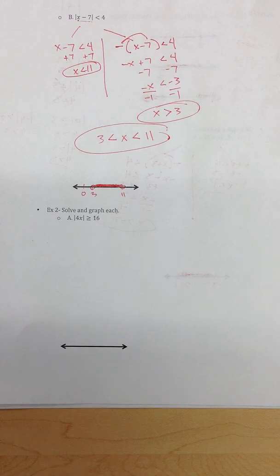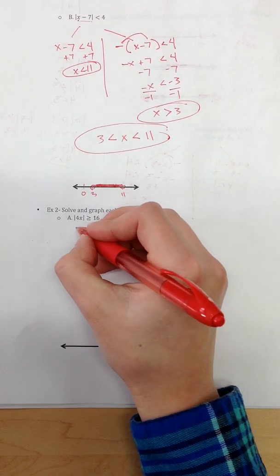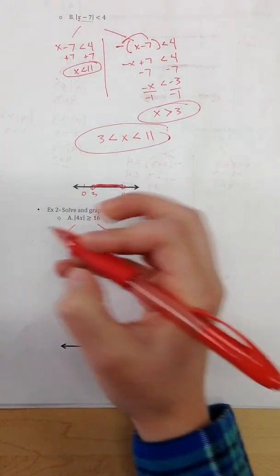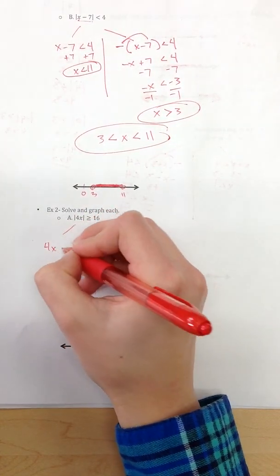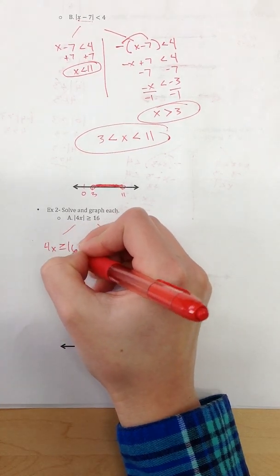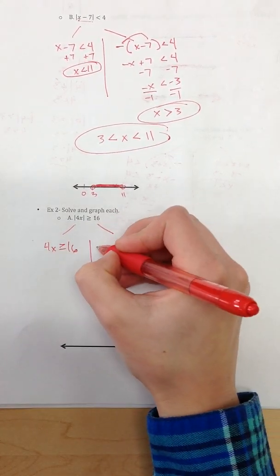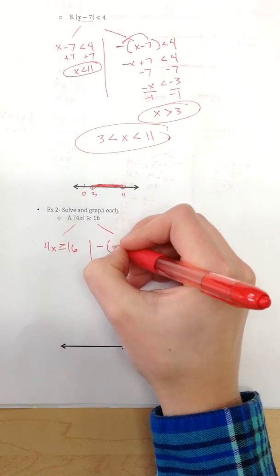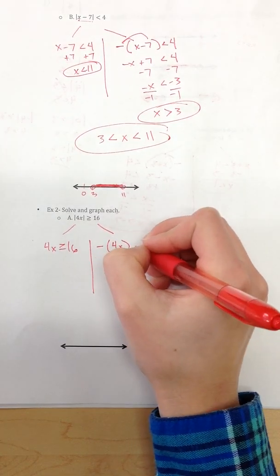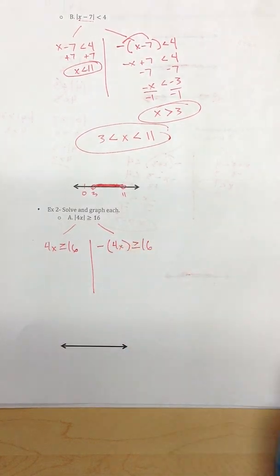Alright, next set of them here. I've got absolute value of 4x is greater than or equal to 16. Okay, so same situation, break into my 2. So I've got 4x greater than or equal to 16, other one negative, and then whatever's in my absolute value, so negative 4x greater than or equal to 16.